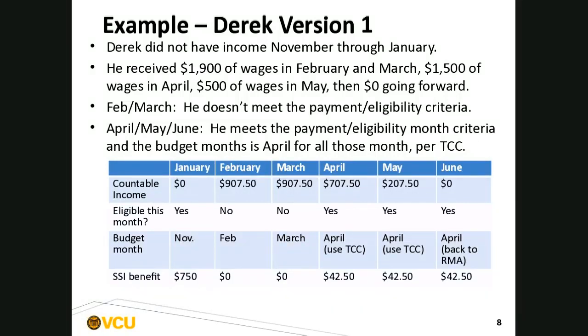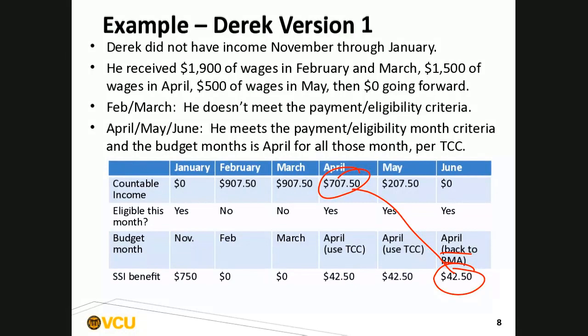So you can see what's happening with this 3-month TCC: it's slowly getting the person back to the RMA so that eventually we've got the 2-month gap again. They made it pretty complicated, didn't they? I'm going to show you one more example.